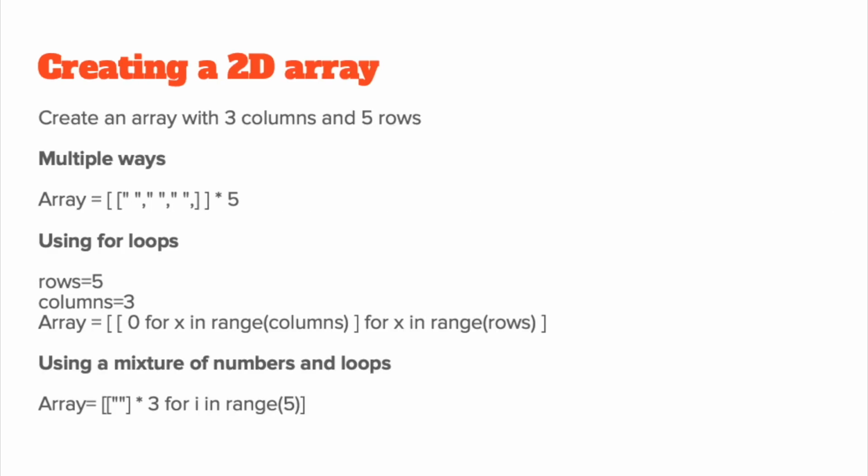So how do you create a 2D array? Well, we're going to learn this using multiple ways and you can pick whichever is the easiest one for you. So we're going to create an array with 3 columns and 5 rows. So how do we do that?